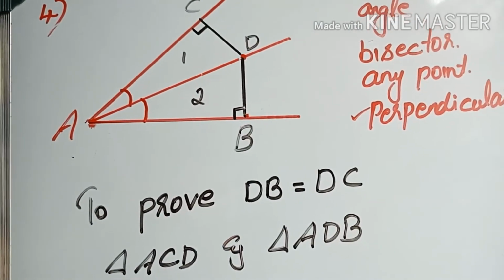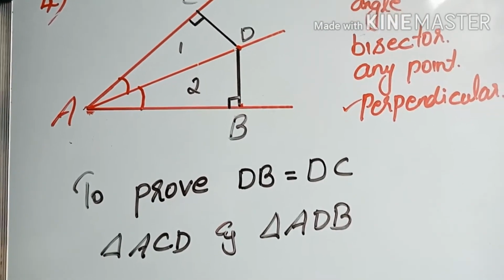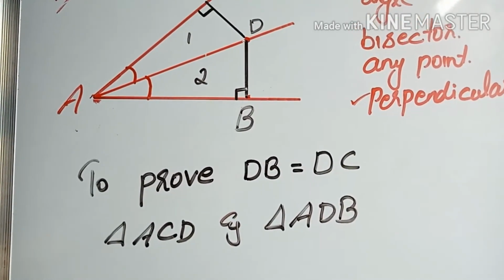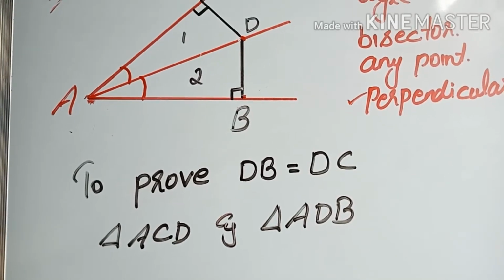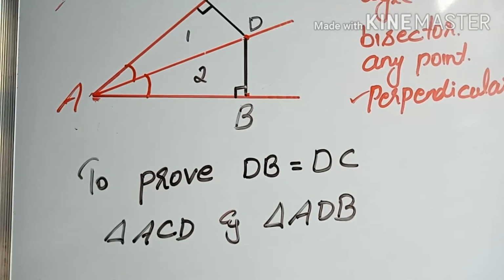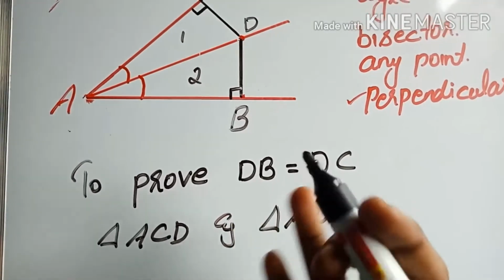Now let's consider the congruent triangle concepts that we learned in 8th standard. For that we need to check whether there are any common angles or common sides, like that. Three concepts we already learned. We have to check whether any of those three concepts can be applied here or not.